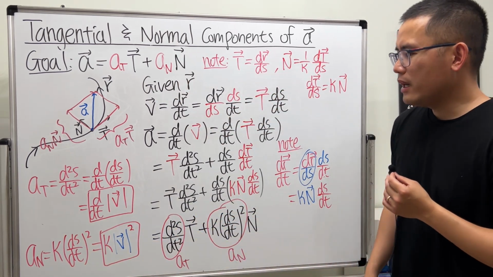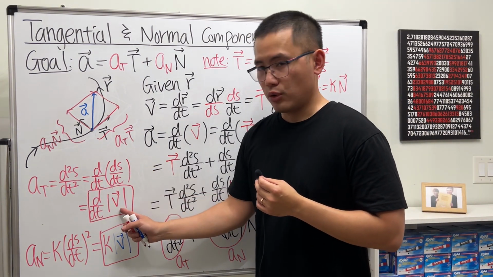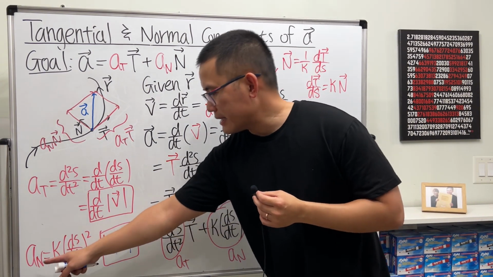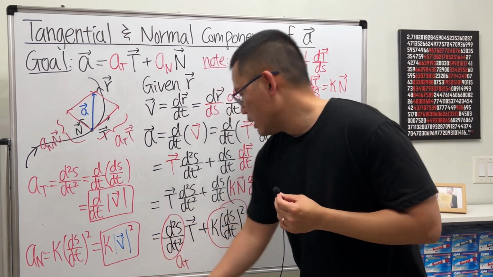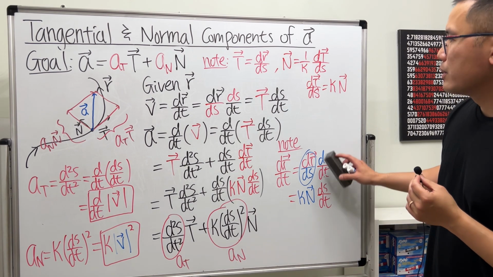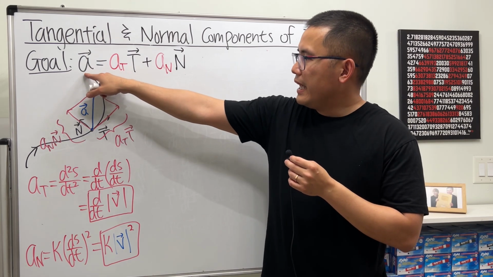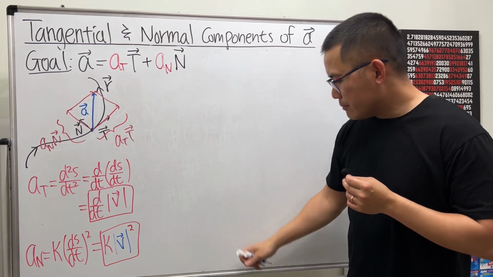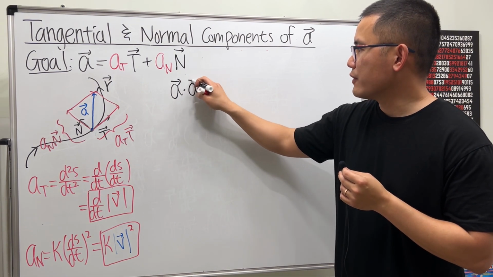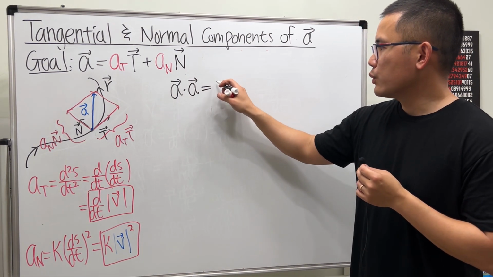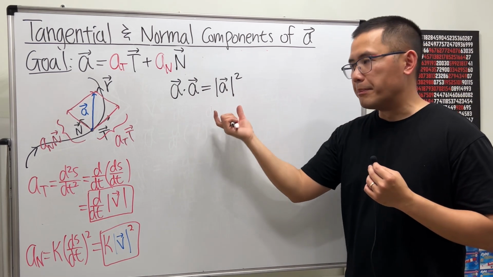Is there a better way to find out what AN is though? Yes. AT not so bad, right? Not so bad. But AN, we actually have a way to avoid finding kappa. So let's see how we can figure that out. I'm going to erase this right here real quick. Now check this out. We have A is equal to this now. I am just going to do the vector A with the dot product with itself. So this right here will tell us we get the magnitude of A squared. And this is just going to be a number.